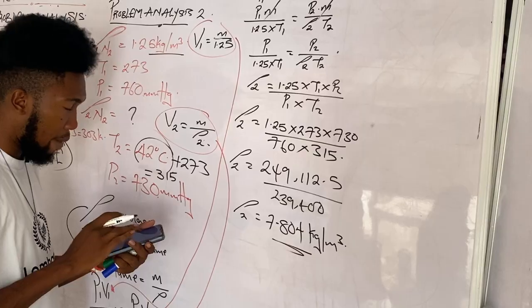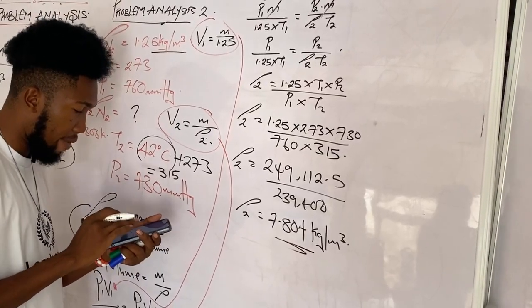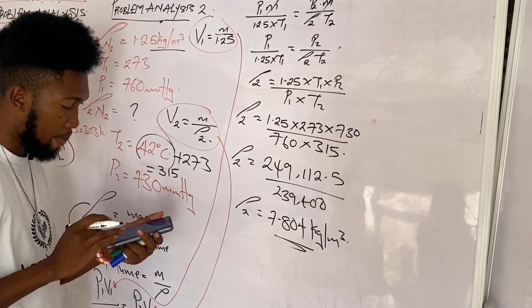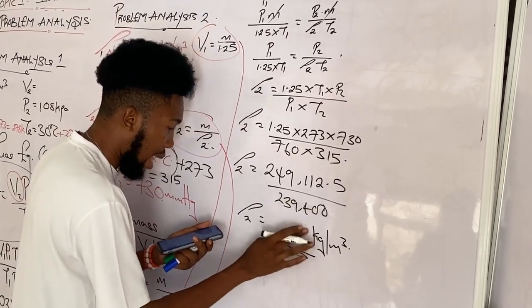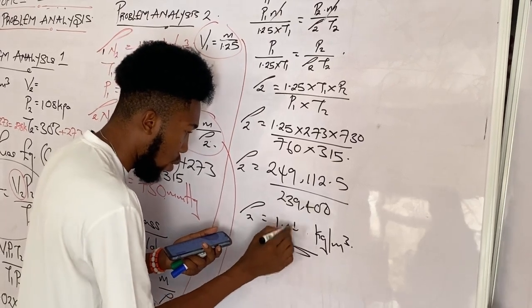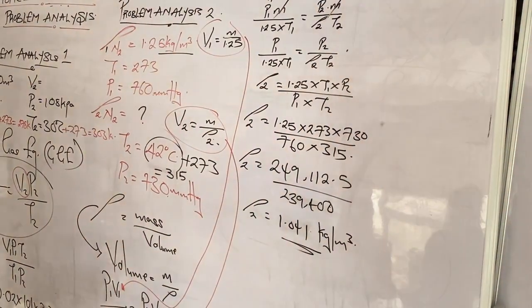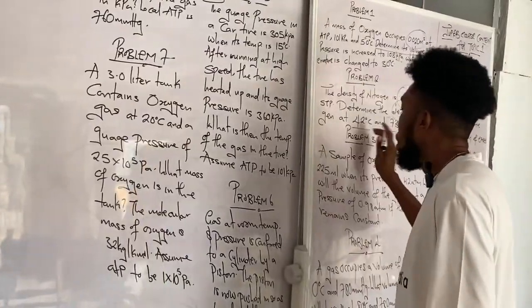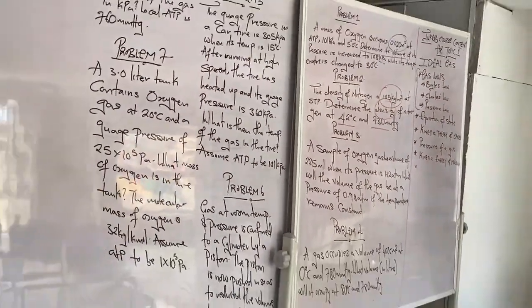So I'm having 249,112.5 divided by 239,400. Yes, so that gives us a correct answer of 1.041 approximately, and that's the answer to this question. So your density 2 is that value. It means that the density of nitrogen under these two conditions will be 1.041. So that's that for that.